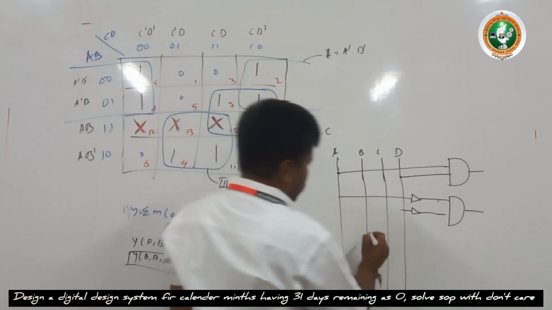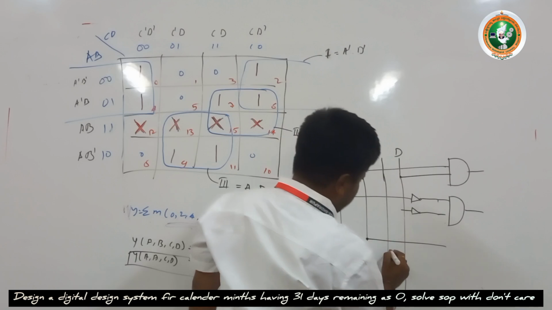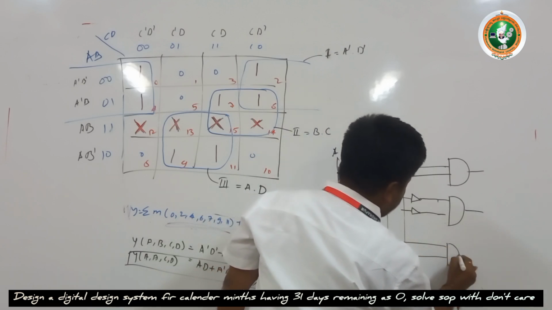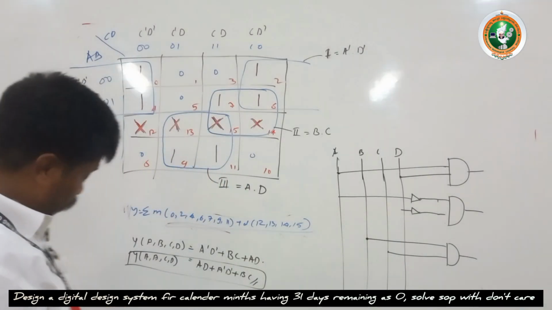B is to be taken from this line, and C is to be taken from this line. This is the AND gate I need here because of the product form.